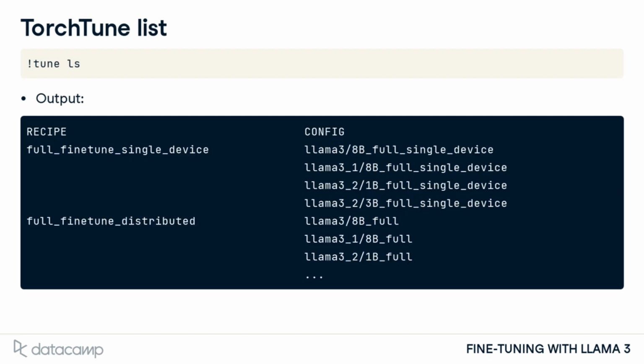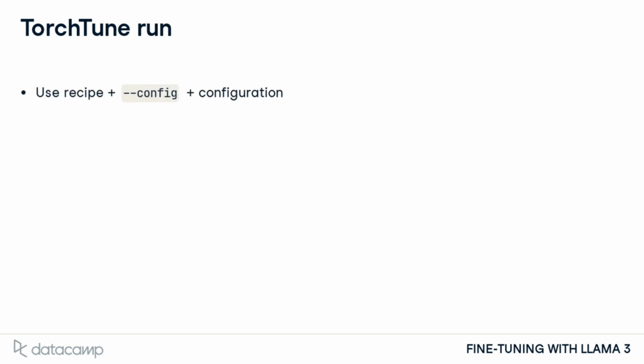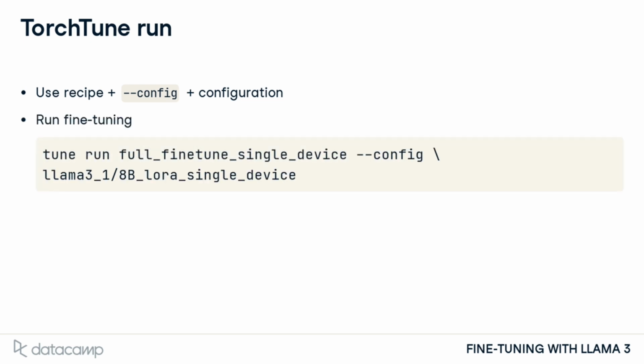The output lists all available recipes and includes an additional column, config, that lists the models compatible with each recipe, along with their configurations such as version and memory use. From the list, we can select a recipe and the corresponding configuration file and use tune run to start the fine-tuning loop. This code initiates a fine-tuning loop with all parameters contained in the TorchTune recipe specified.